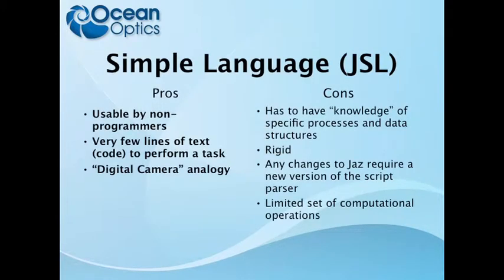JSL is a very simple language. It's designed to be used by non-programmers. Everybody in here, no matter what your previous programming experience is, whether you have 0 or 10 years of it, within 20 minutes we could write a Jaz script that would get a spectrum and display it on the Jaz. Very easy. Very few lines of script, or text or code, if you will, to perform a task.